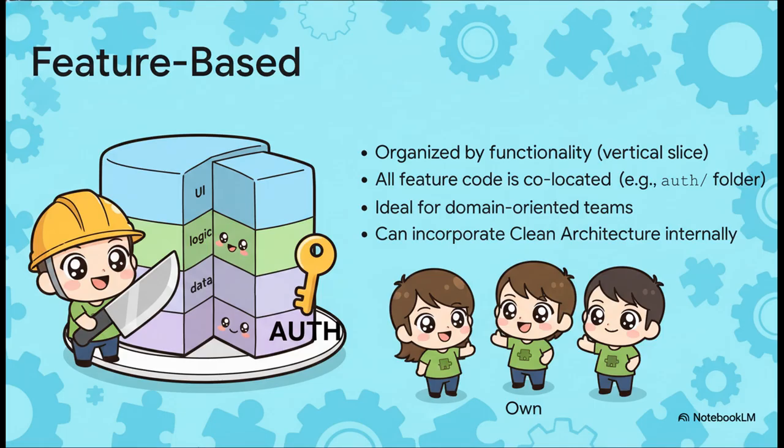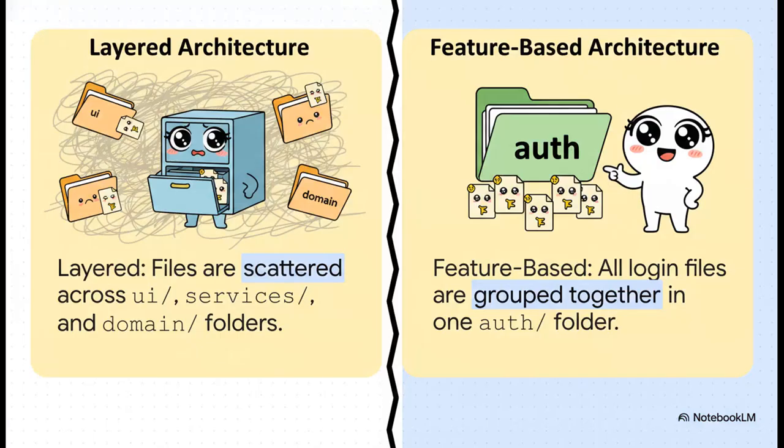This is absolutely fantastic for teams that are organized by domain, where one team can own the entire authentication feature from top to bottom. Just look at this contrast. It says it all, doesn't it? On the left, with the layered architecture, our login files are scattered all over the place. One in UI, one in services, another one in domain. It's like a scavenger hunt. But look at the right. The feature-based approach is so much cleaner. There's a single auth folder that has every single file related to authentication. Instantly, you know exactly where to go to work on login.